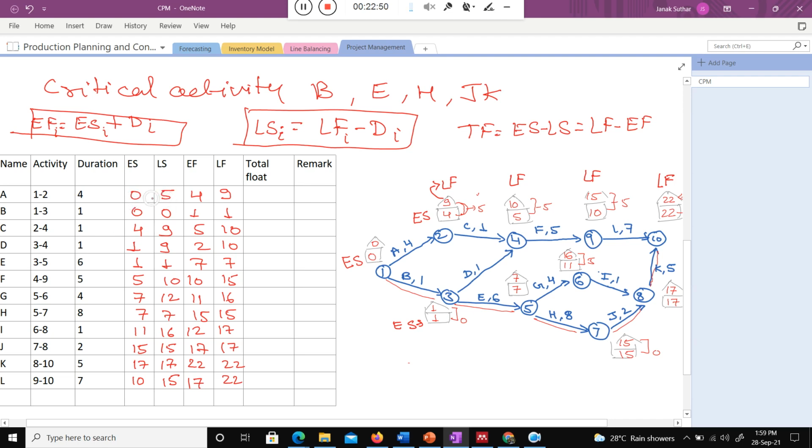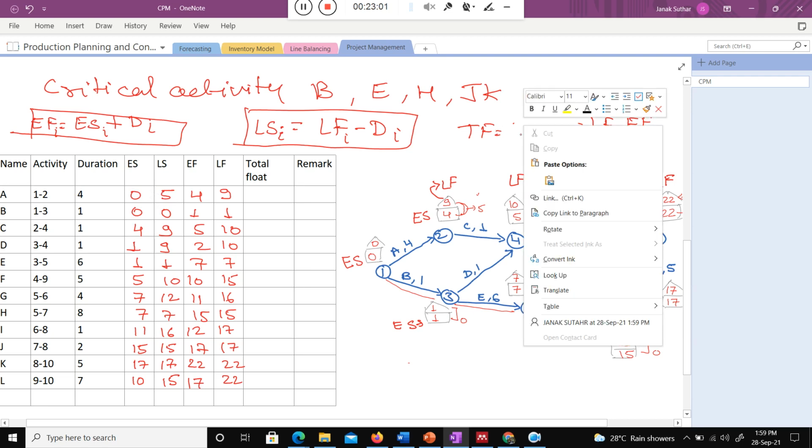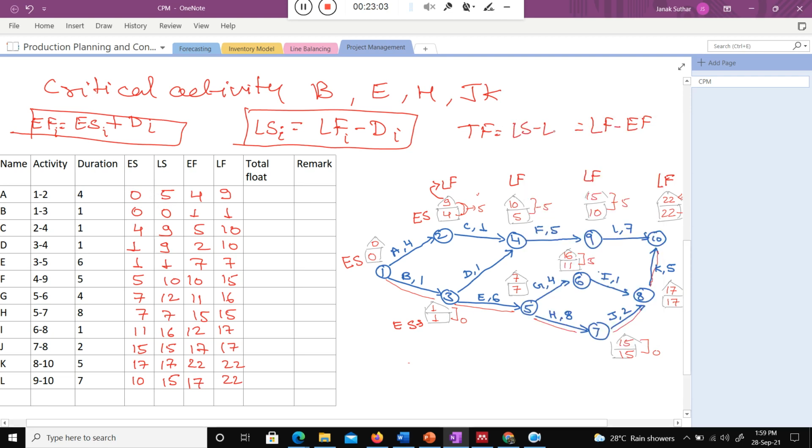The total delay available is equal to, I'm sorry, the late start minus early start. You know that this is the late start, this is the early start. In this condition 5 minus 0 is equal to how much? 5. It means you can allow a 5 week delay in this particular activity. That is the interpretation of total float. Are you getting my point?